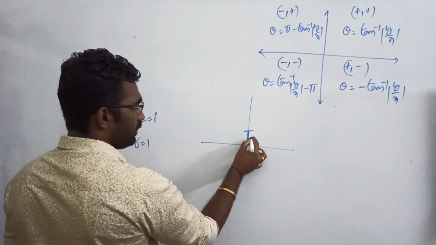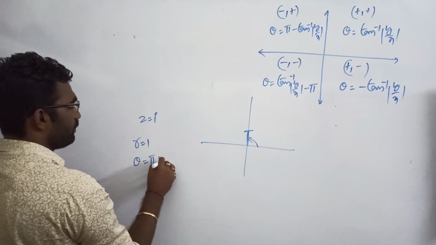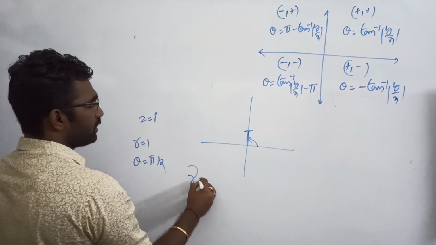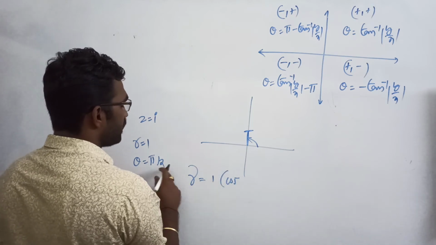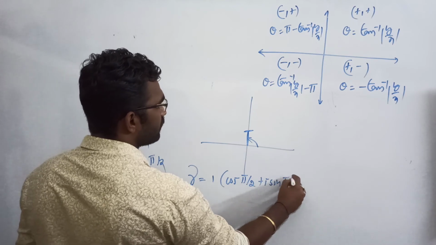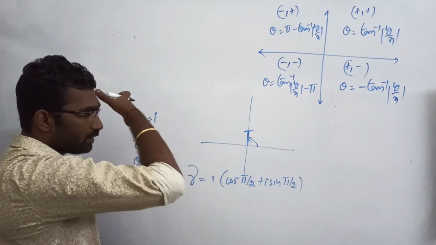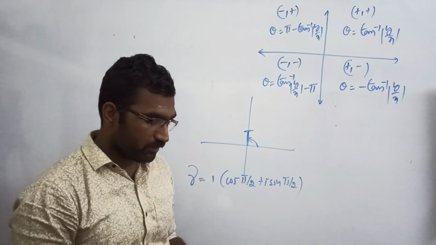How much is the angle? The angle is 90 degrees. Therefore theta is equal to pi by 2. In the standard form, r is 1, so 1 times cos pi by 2 plus i sin pi by 2. If you solve this, you again get the answer i, that is the verification.